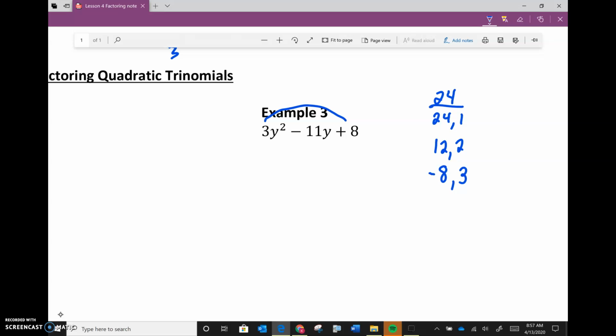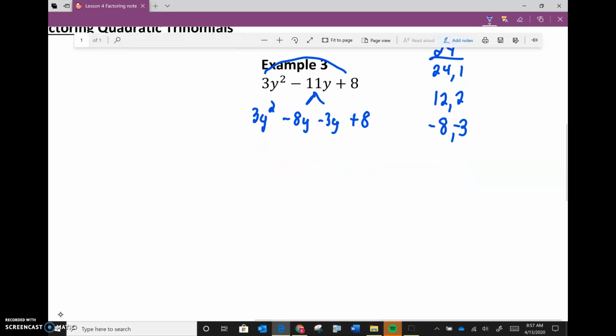But what if we make them both negative? Negative times a negative, still a positive 24. And then if I add those two, that does give me negative 11. So we're splitting negative 11y into negative 8y minus 3y. There's your negative 11y, and then plus 8. So now we got our 4 terms.